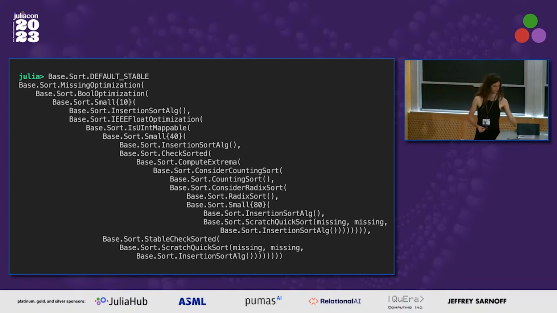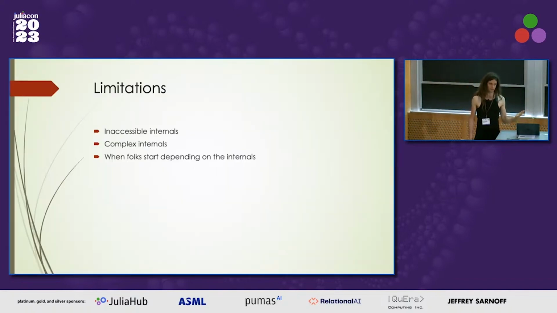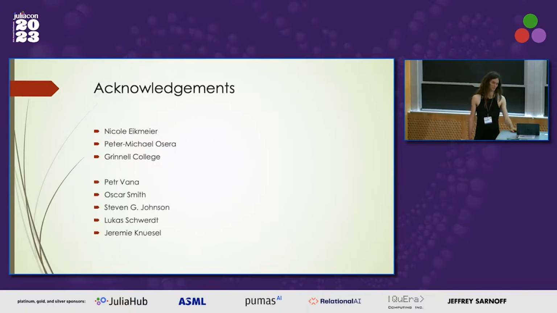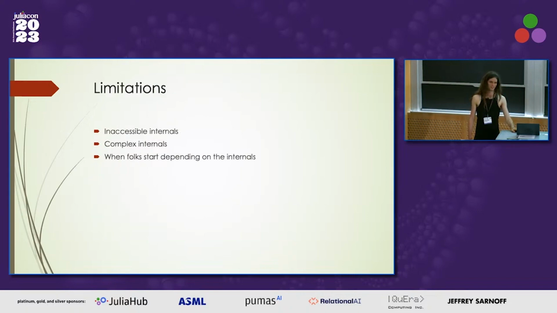So that's the current system. Limitations: the internals are complicated and hard to work with because they're complicated. And when folks start depending on the internals, this is going to be such a mess to maintain. Don't depend on the internals, folks. Who needs to depend on the internals? I guess sorting algorithms want to hook into them to add new sorting algorithms. Yeah, and that's why old versions of sorting algorithms are broken on new versions of Julia, because they depend on the internals. Is there anything else that cares about this? I don't think so.